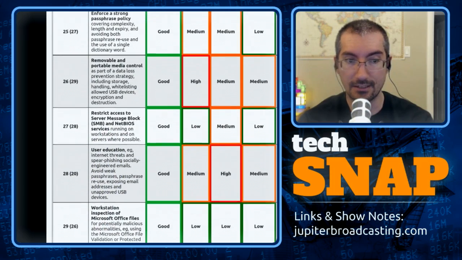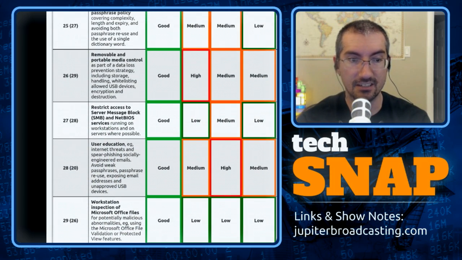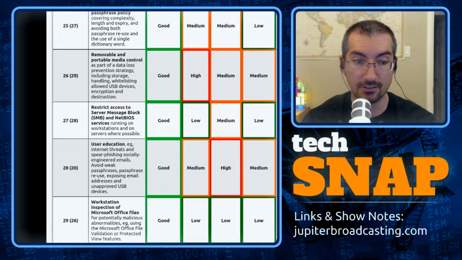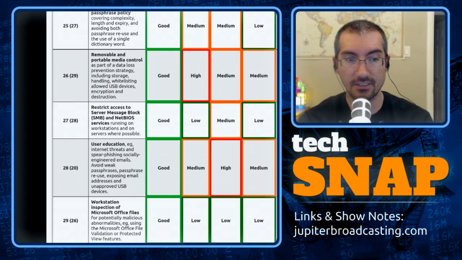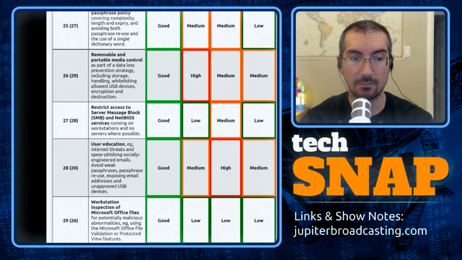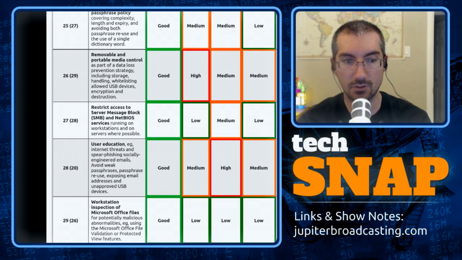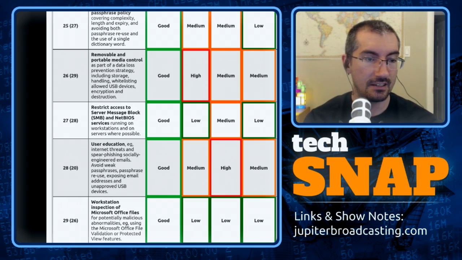Yeah. They also say user education against internet threats, spear phishing, social engineering, avoiding weak passphrases, don't reuse passphrases, don't expose your email address, don't use unapproved USB devices, all that kind of stuff. Also, workstation inspection of Microsoft Office files. So having something like the Microsoft Office file validation or protective view features to make sure it's not a corrupt Word file. Signature-based antivirus software.